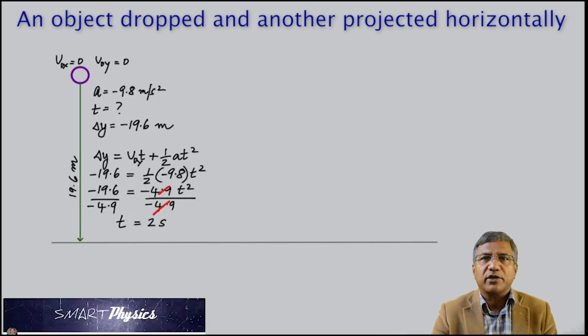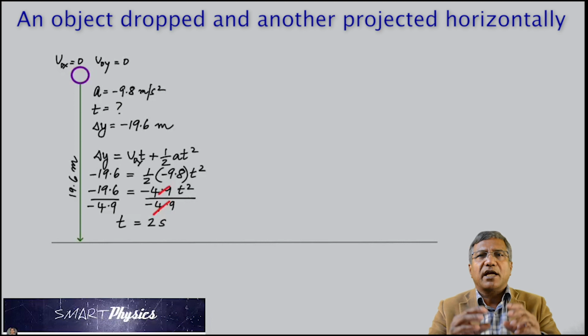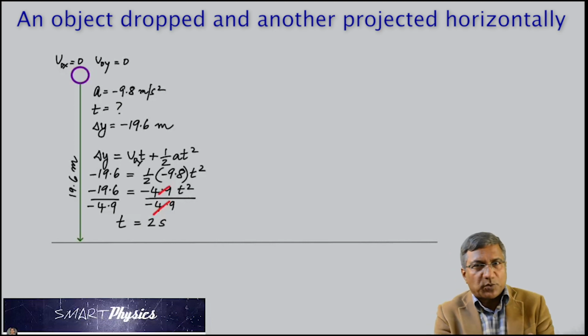Why should you take the square root? Because what you have here is t squared. So now we find that the time taken for this object to hit the ground is 2 seconds. That's right. All right, so here, that's one-dimensional motion.